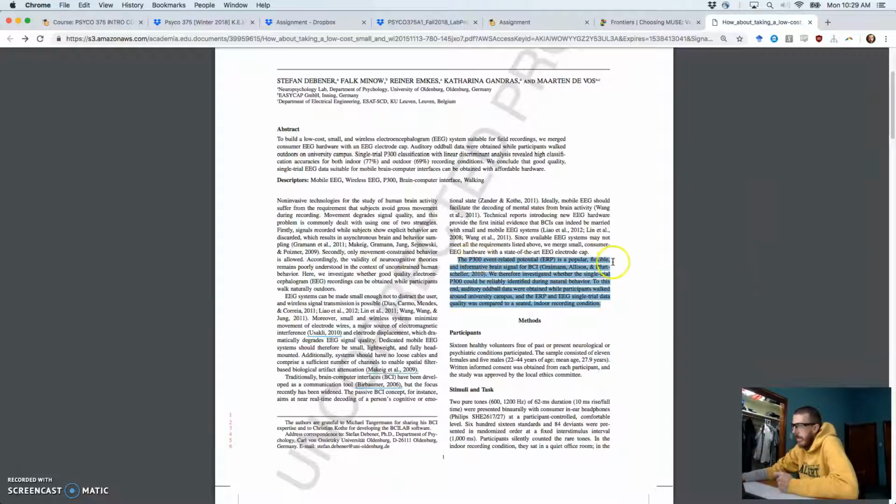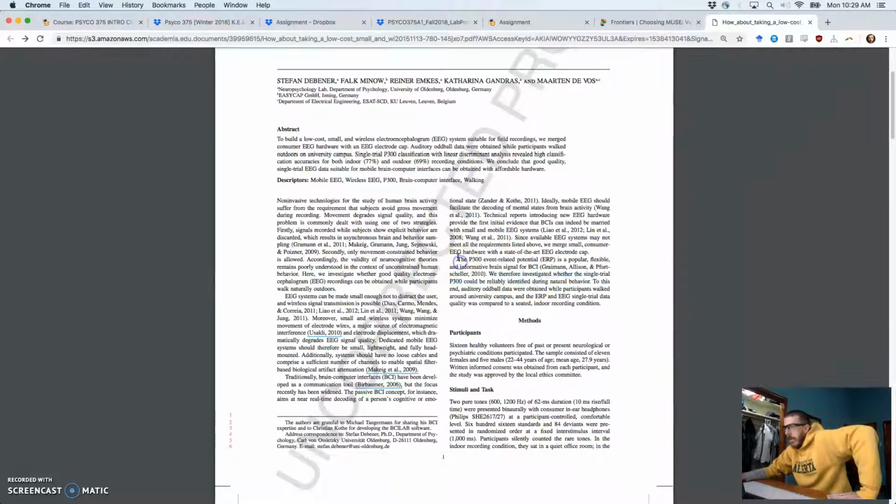The P300 event-related potential is a popular, flexible, and informative signal. We therefore investigated whether the single trial P3 could be reliably identified during natural behavior. To this end, auditory oddball data were obtained while participants walked around campus, and the ERP and EEG single trial data quality were compared to a seated indoor recording condition. Okay, so you can see this is kind of like another abstract. It's another summary of what they did in the experiment and why they did it. They don't quite go into what they found because this is the intro of the paper.